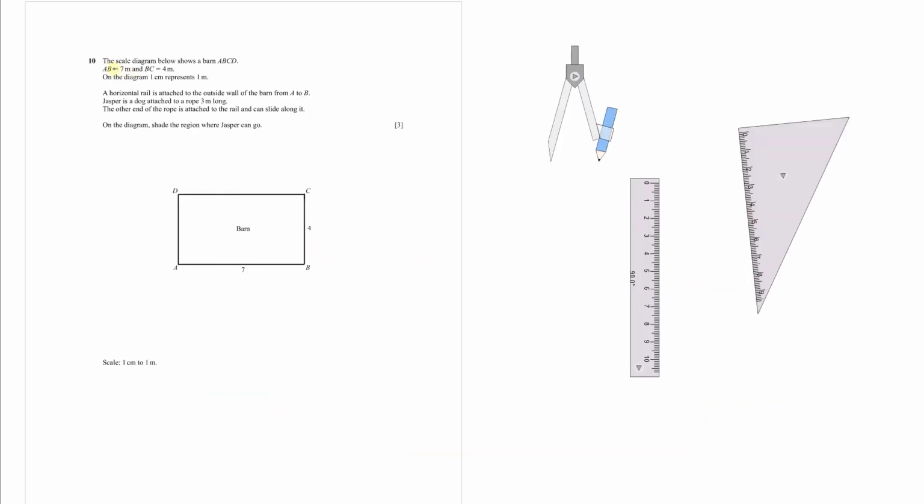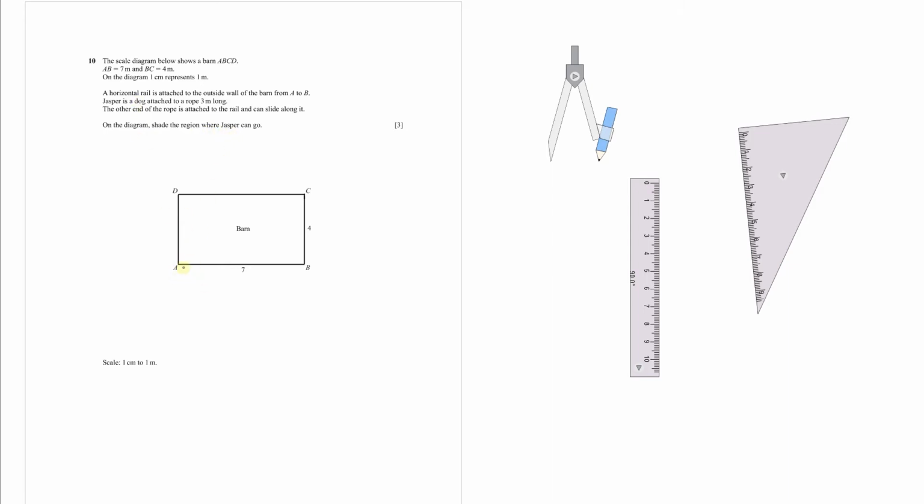Question number 10 is the scale diagram below shows a barn ABCD. AB is 7 meters and BC is 4 meters. On the diagram, 1 centimeter represents 1 meter. A horizontal rail is attached to the outside wall of the barn from A to B. So a rail is attached from A to B here on the outside. Jasper is a dog attached to a rope 3 meters long. The other end of the rope is attached to the rail and can slide along it. On the diagram, shade the region where Jasper can go.